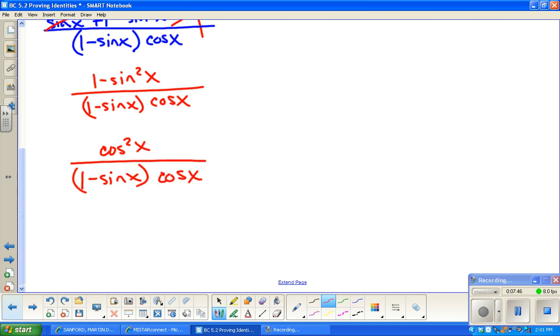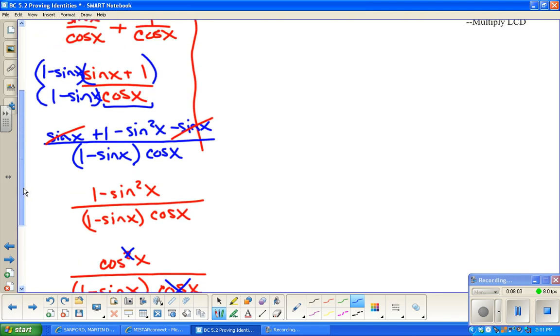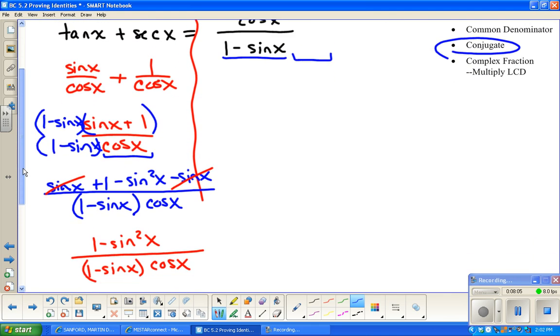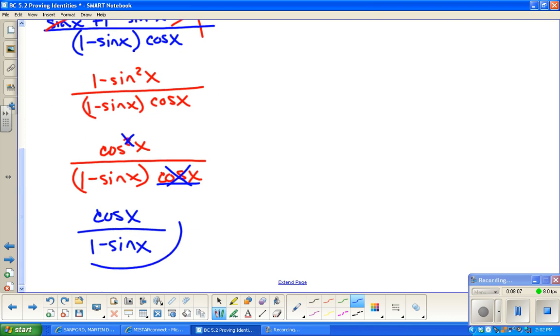Now, I'm almost there. Notice I have a factor of cosine on the bottom. I have 2 factors of cosine on the top. So this becomes cosine over 1 minus sine x. Now, what was the goal again? Cosine over 1 minus sine, cosine over 1 minus sine. Oh, I'm there. I'm so excited.